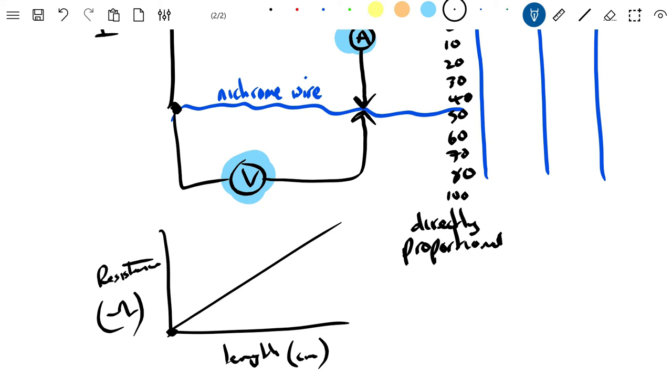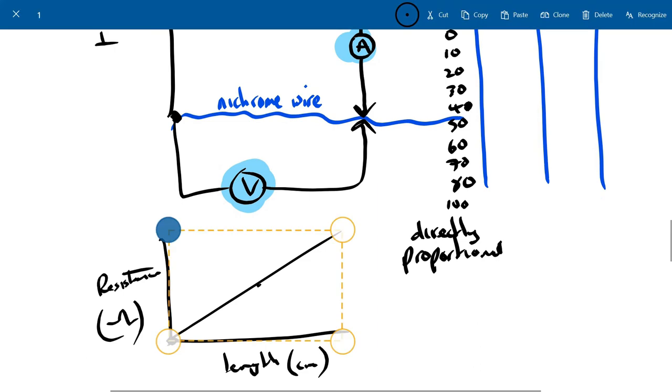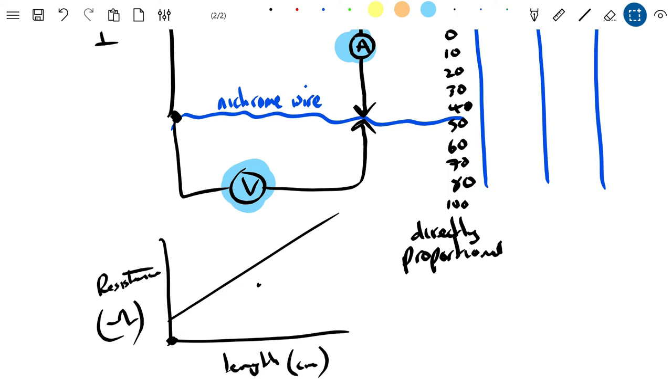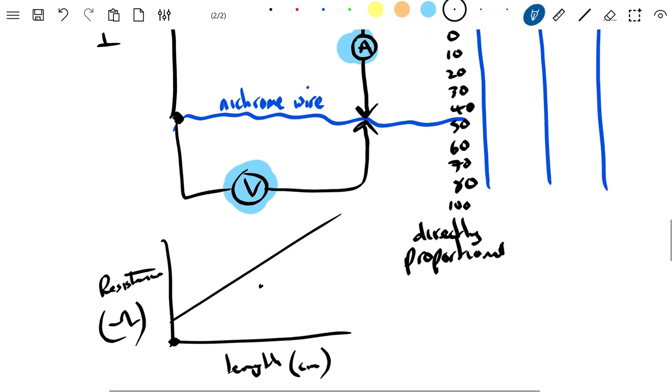Now very occasionally you might not see this. You might not see it go through the origin. It might go somewhere else, like that instead. So it might go just a little bit higher. So what that means, looking at it, is that when this length is 0, there's some resistance.